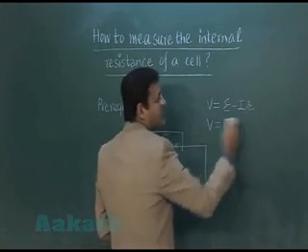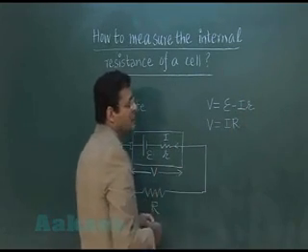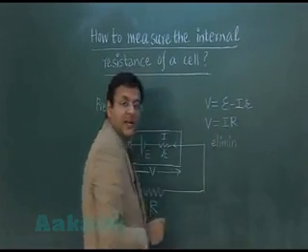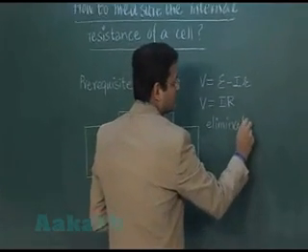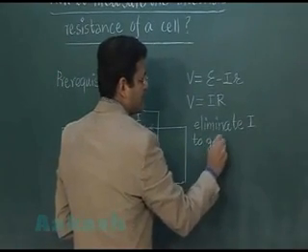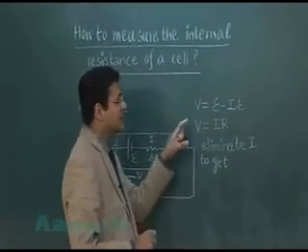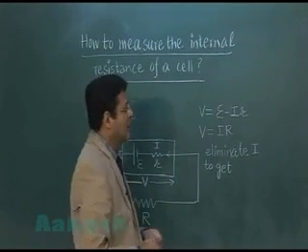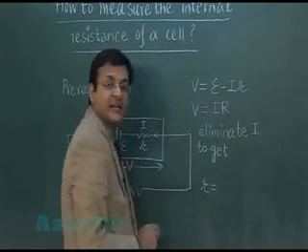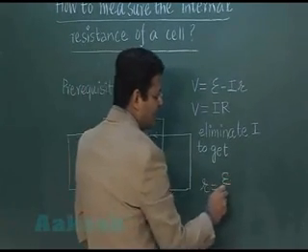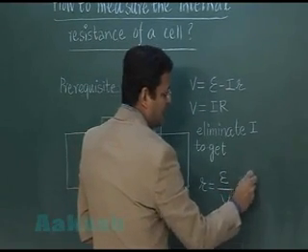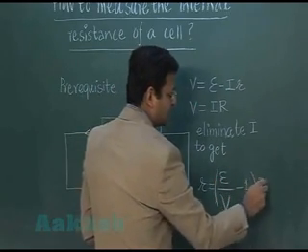If you eliminate the current I from both these equations, then you can write that the internal resistance r is nothing but E upon the terminal voltage minus 1, into capital R.